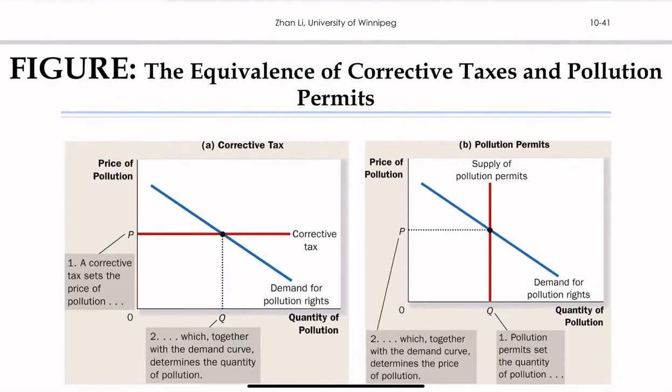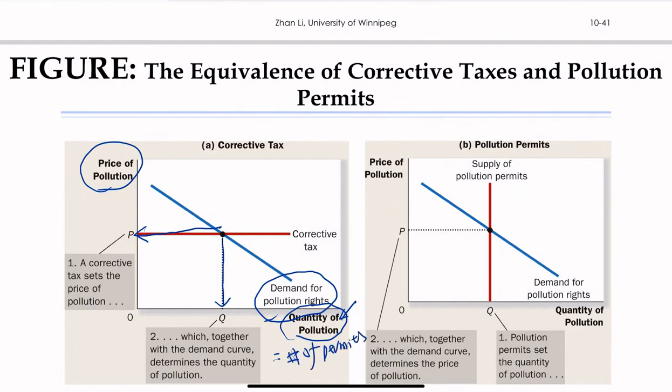Let's say you're the government and you have an understanding of the firms' demand for pollution rights, right? The horizontal axis is the quantity of pollution, and the vertical axis is the price of pollution. Now you can see that given the imposed corrective tax, you can see the quantity of pollution. Note that quantity of pollution equals the number of permits. So this basically says if the government understands the demand curve, then given the tax, it can predict how many permits will be demanded from the firms.